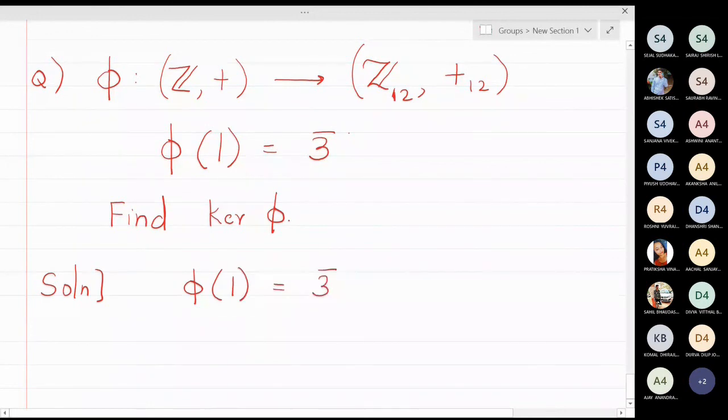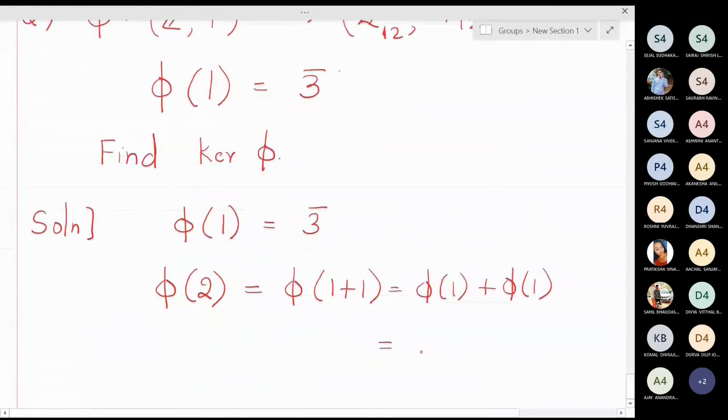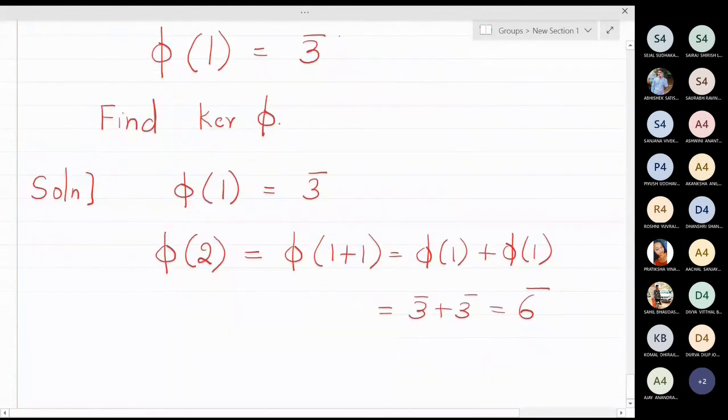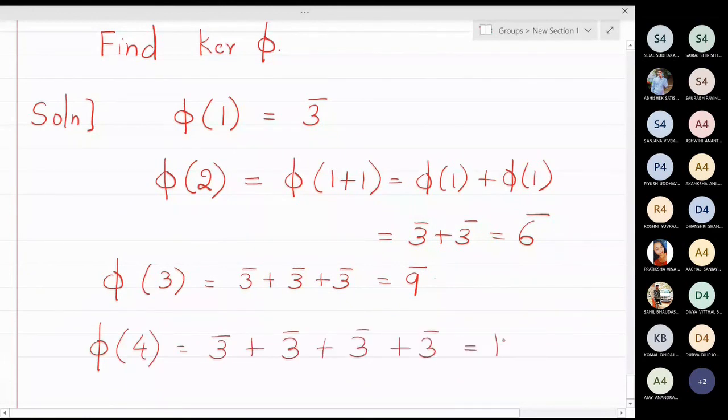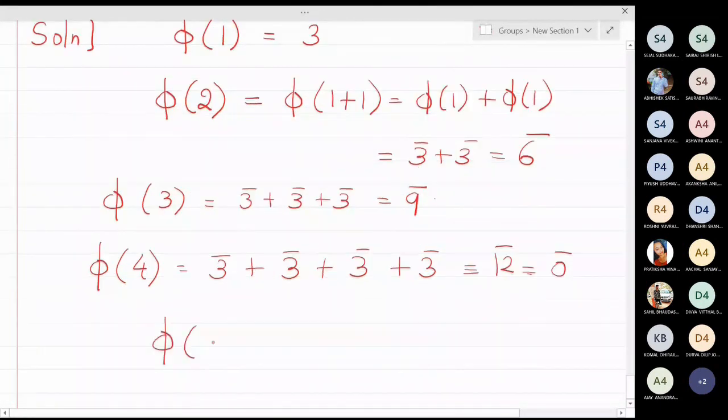And therefore, if I try to find phi of 2, I know that phi of 2 can be written as phi of 1 plus 1, which is phi of 1 plus phi of 1, which is 3 bar plus 3 bar, and that is equal to 6 bar in Z12. And what is phi of 3? In similar fashion, phi of 3 will be 3 bar plus 3 bar plus 3 bar, which will be 9 bar in Z12. And then phi of 4 will be 3 bar added 4 times, which is 12 bar, congruent to 0 bar. So phi of 4 is actually 0 bar, right?